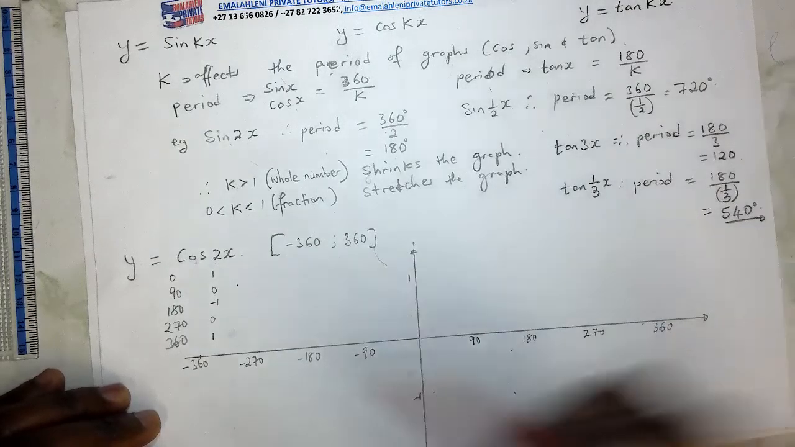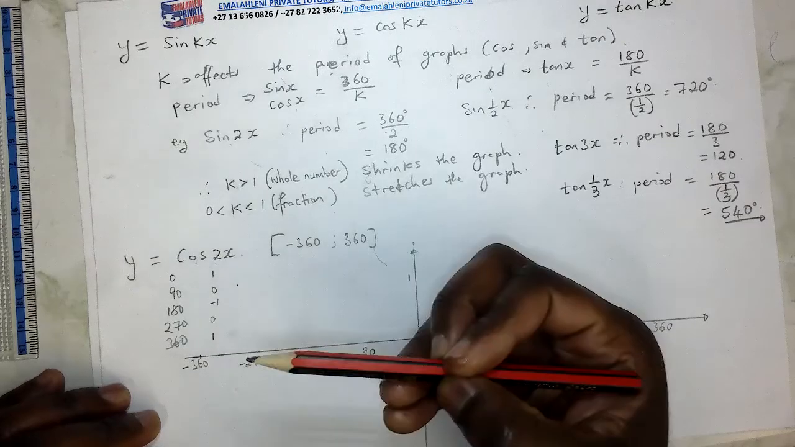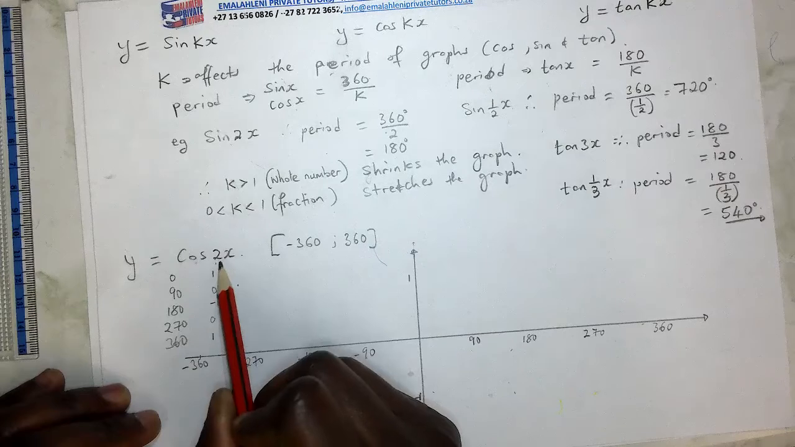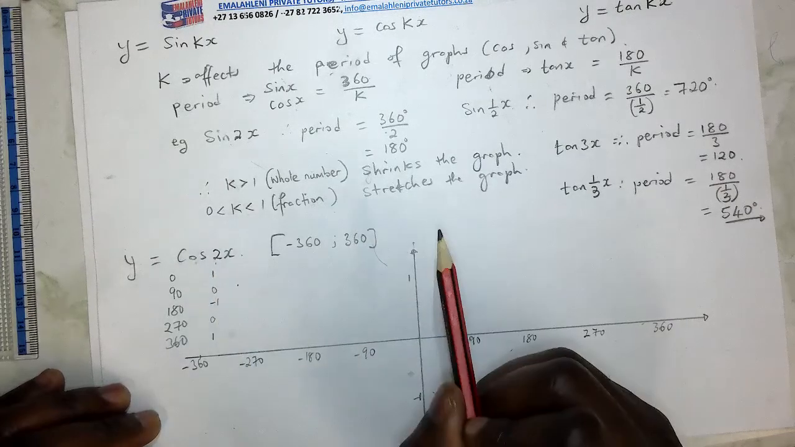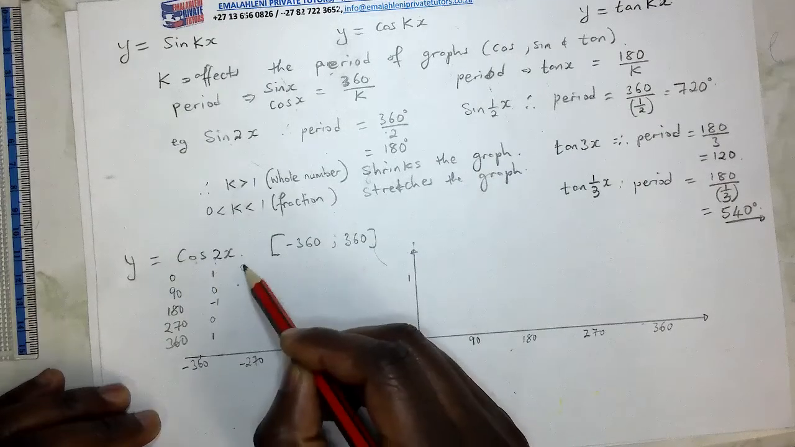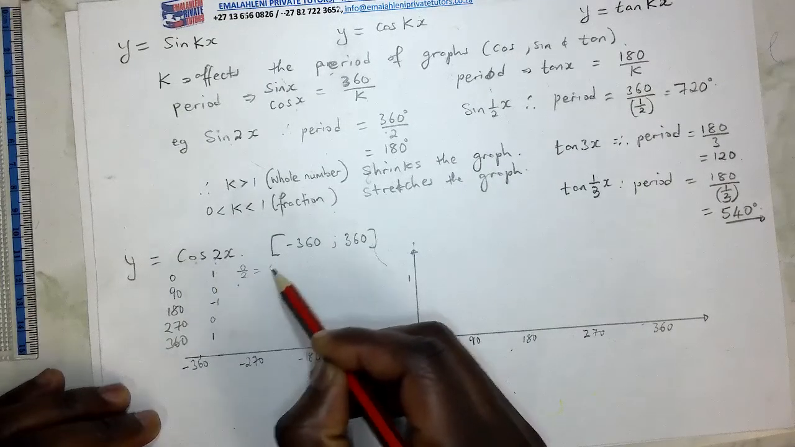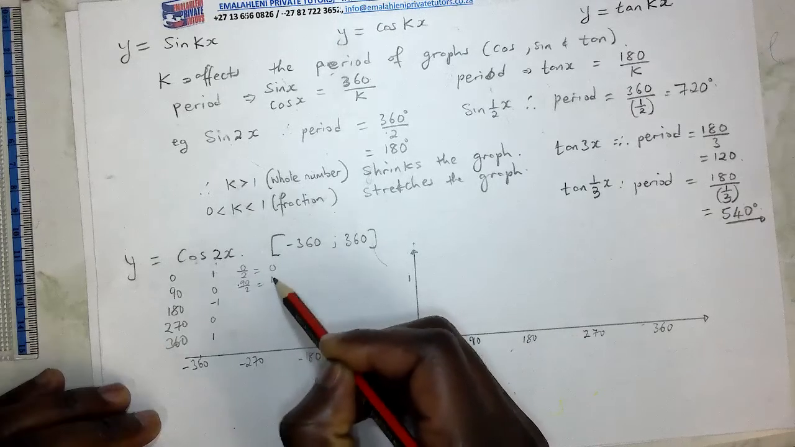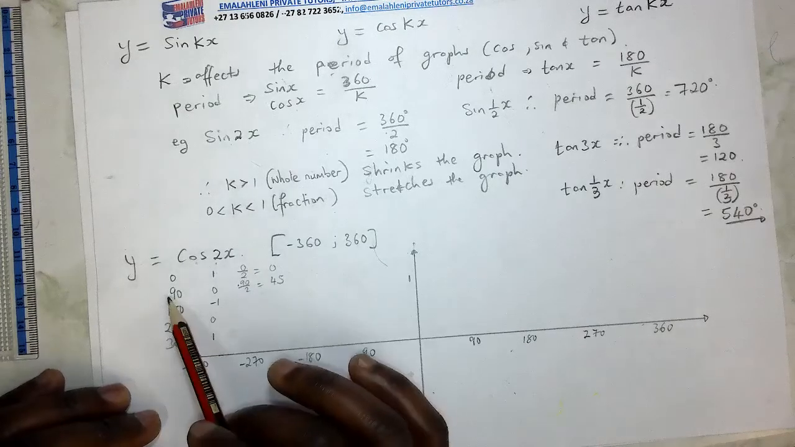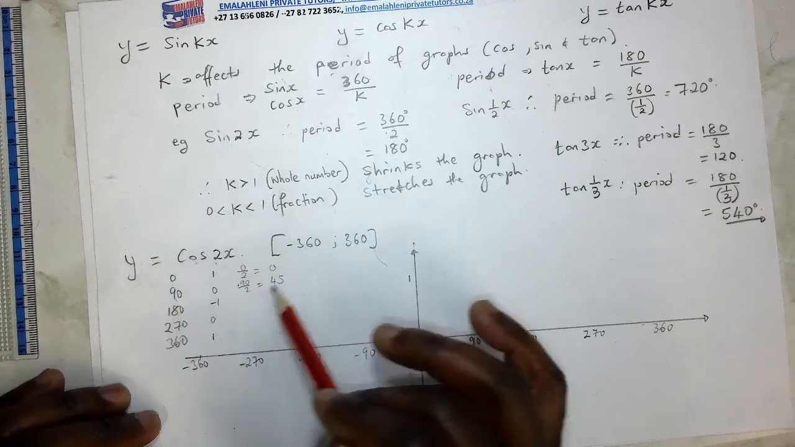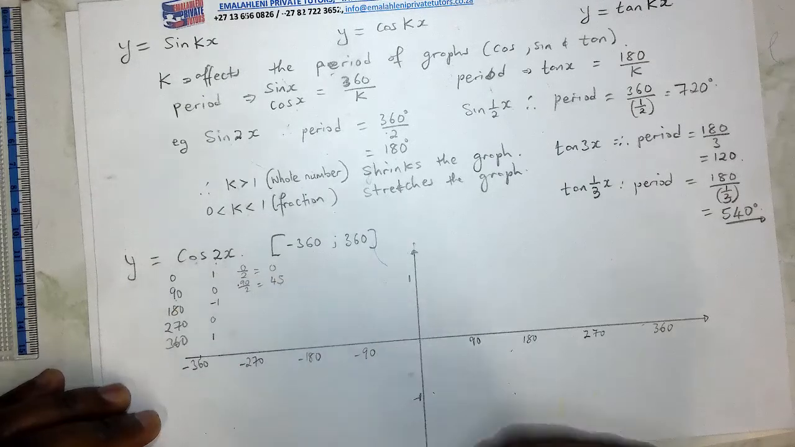But now, let's see our new intervals. How do we get the new intervals? When we have 2 here, we are going to divide everything by 2. So 0 divided by 2 is just 0. Then 90 divided by 2 is 45. It means that where before it was at 90, now it's at 45. So now your graph must touch at 45.